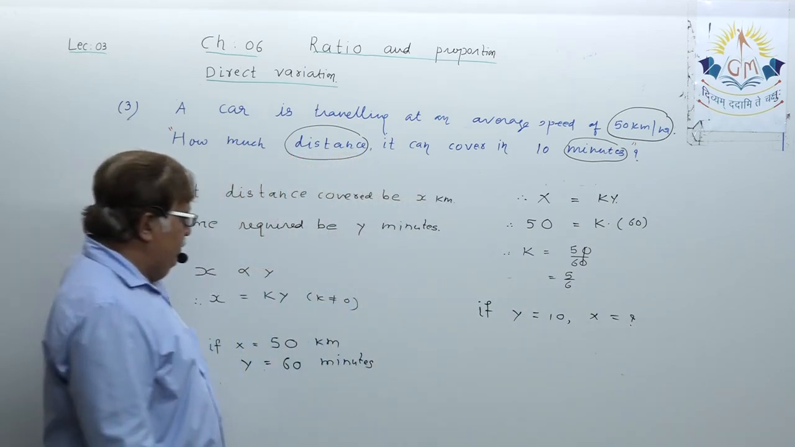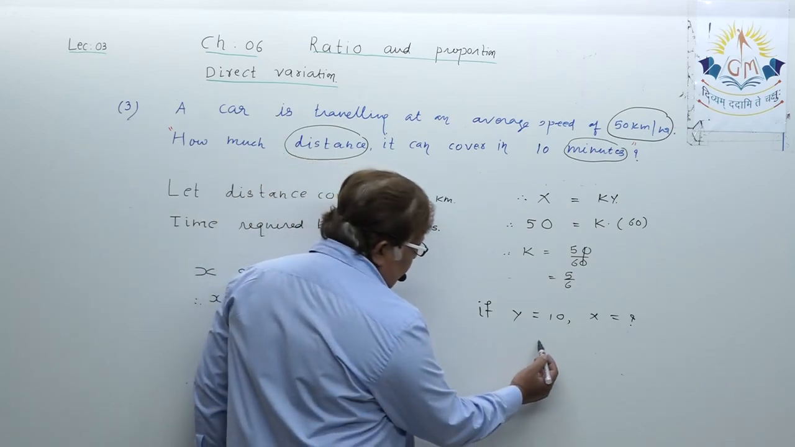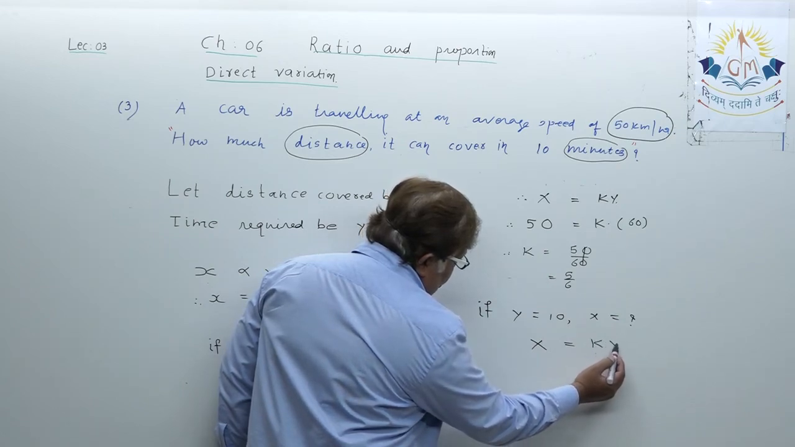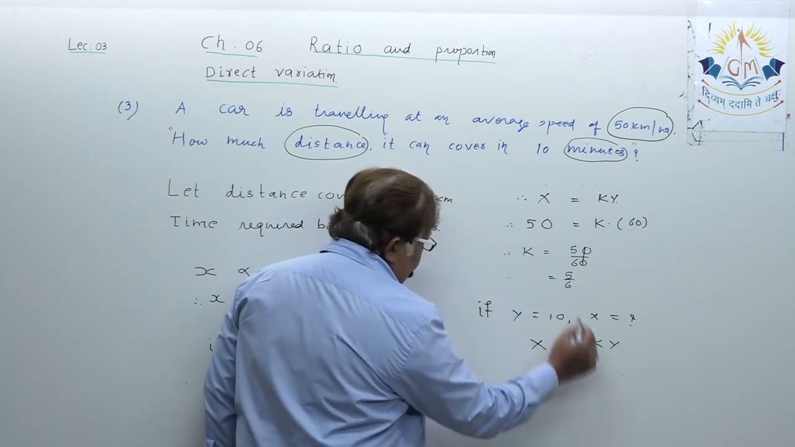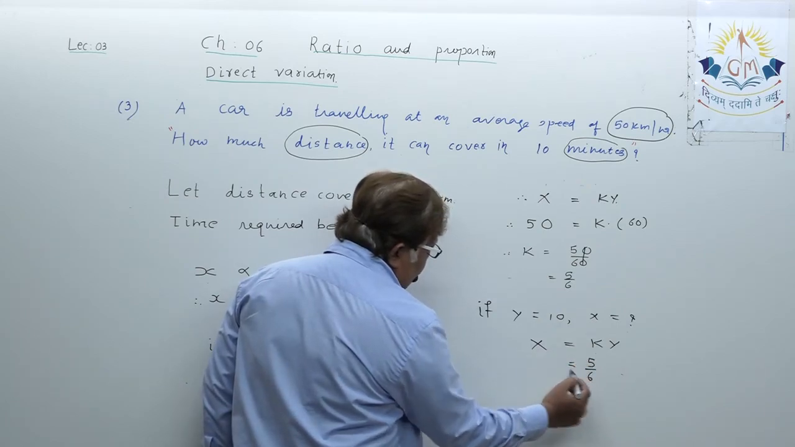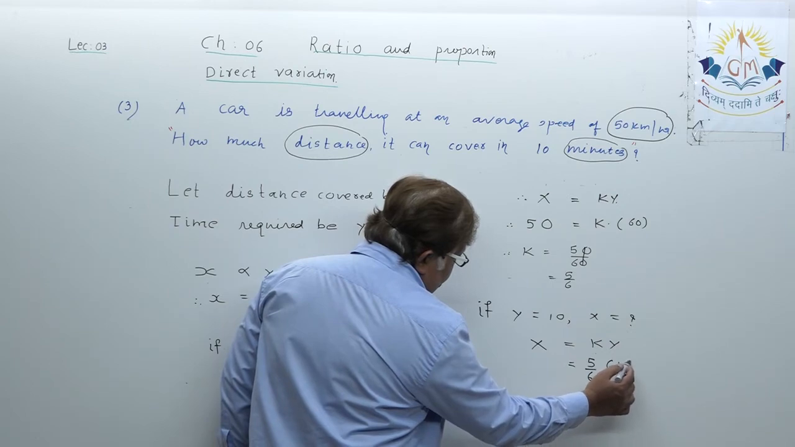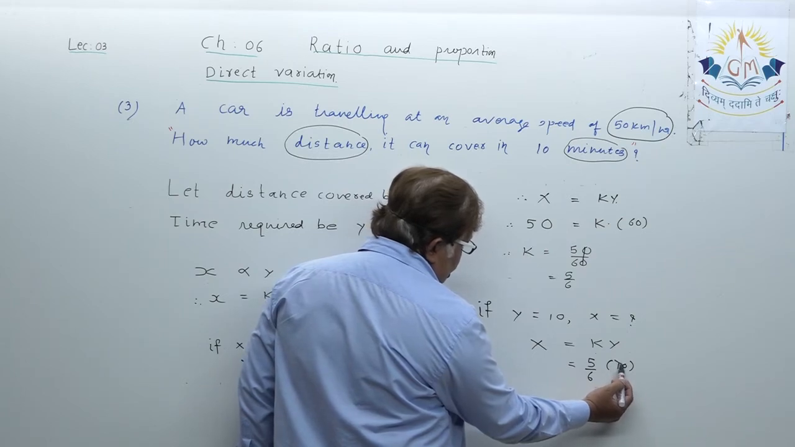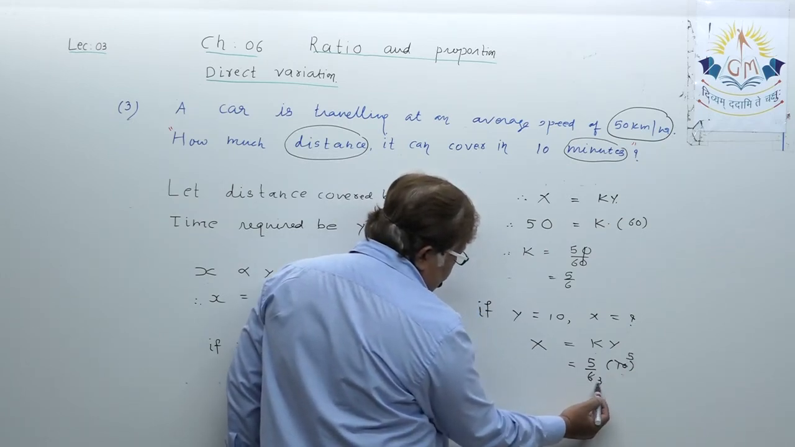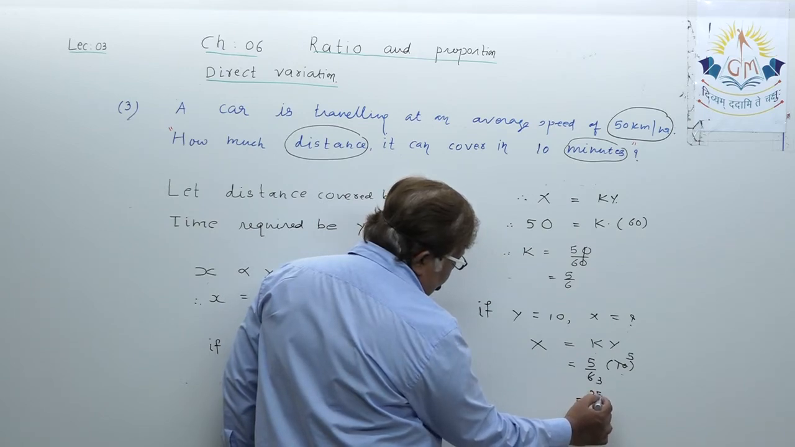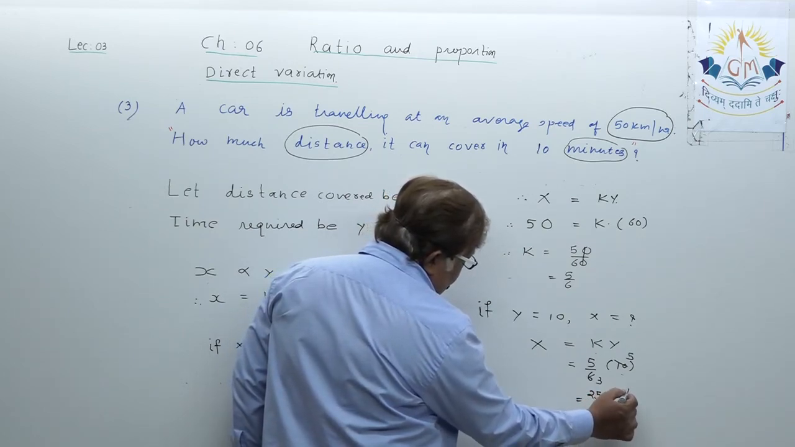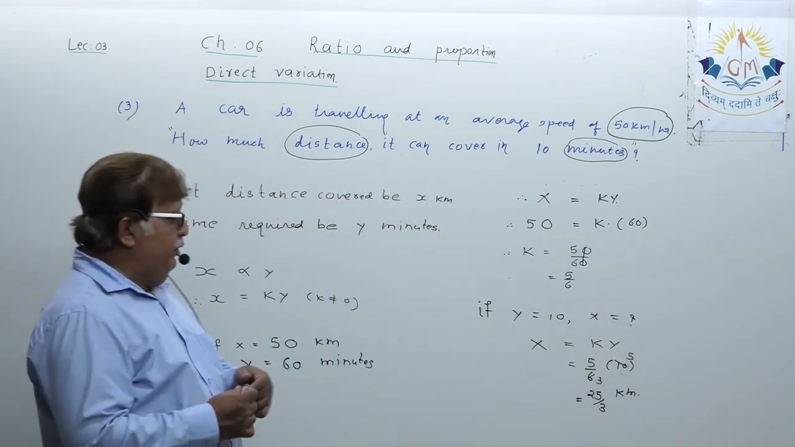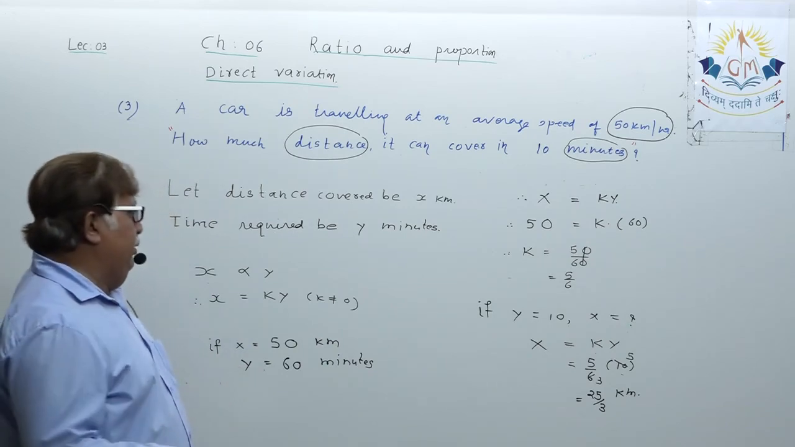You understood this? Let us write the main relation again. x equal to ky. Instead of k you will write 5 upon 6 and y that is 10. Okay. Cancellation is possible, 2 fives are 10 and 2 threes are 6. So you got 25 upon 3 kilometer. Okay. This is the way, dear student, you can solve any example.